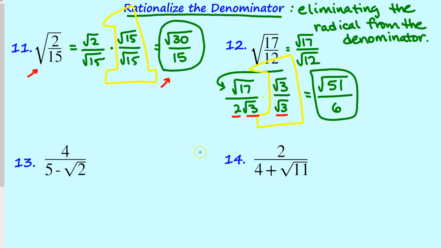All right, now 13 and 14 are a little bit different because we don't just have a radical in the denominator, we have a difference or a sum of terms, and one of them is a radical. And in other cases, maybe both of them are radicals, but you have a sum or a difference. So there's something else we need to do here. And this might remind you of something that we have done with factoring. So I'm going to kind of remind you, remember difference of squares?